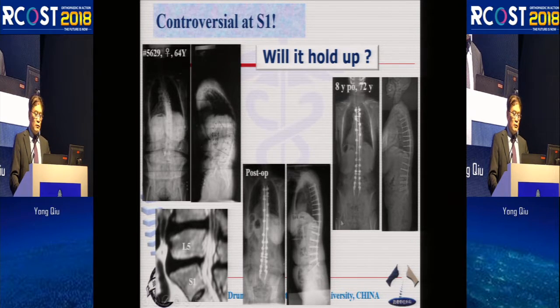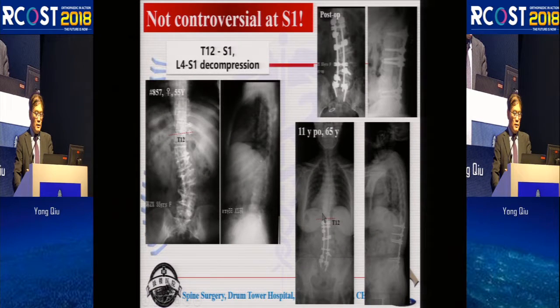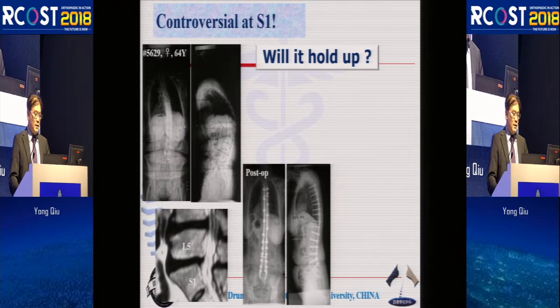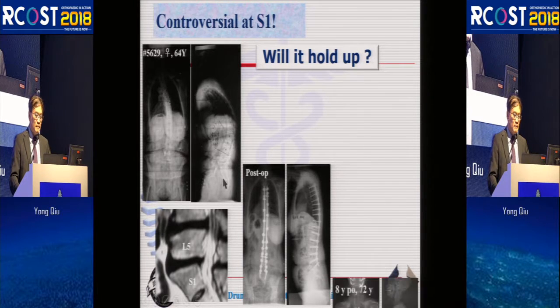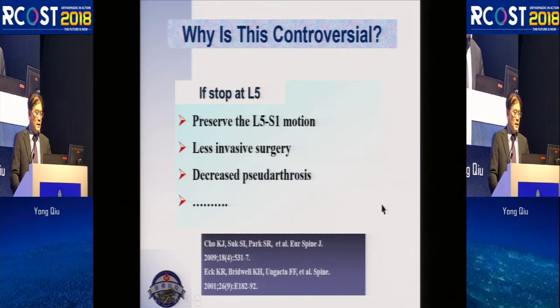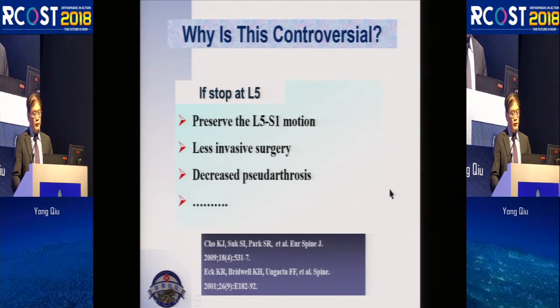If you present this patient to an international meeting for case discussion without the follow-up, I think most of the surgeons would propose to stop at the pelvis. But in this patient, with 8 years of follow-up, it holds up. So why is it controversial to stop at L5 or S1?